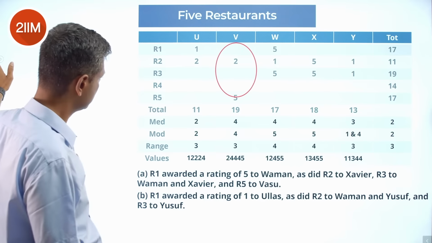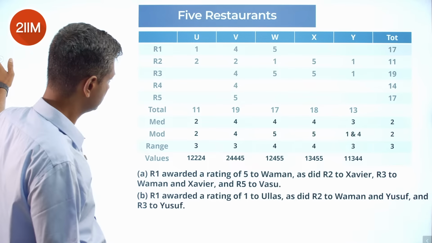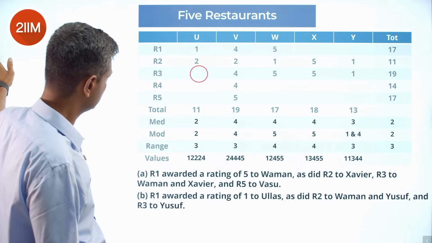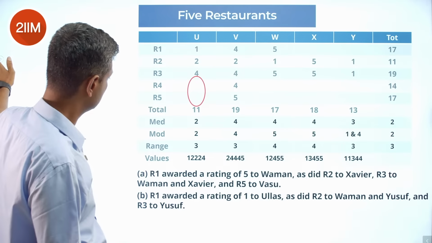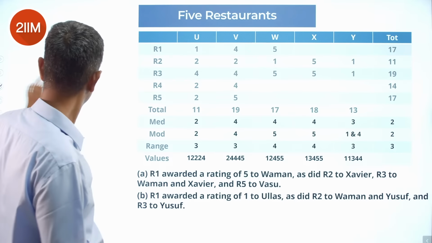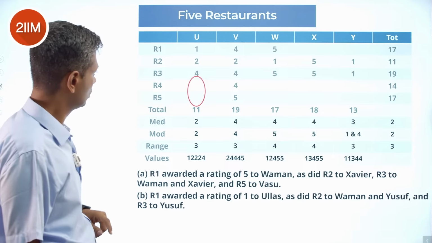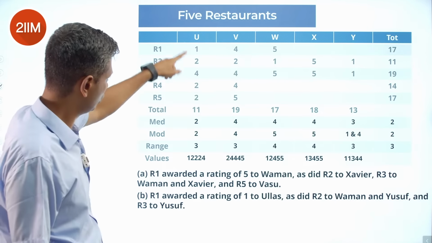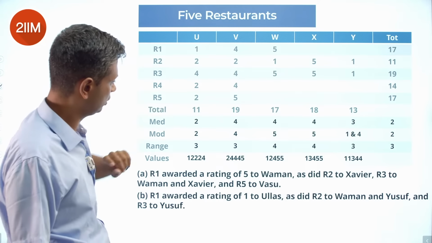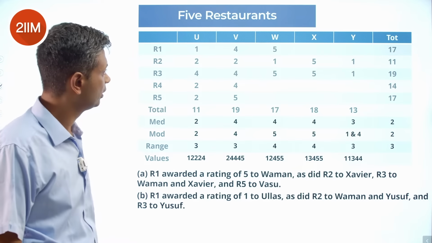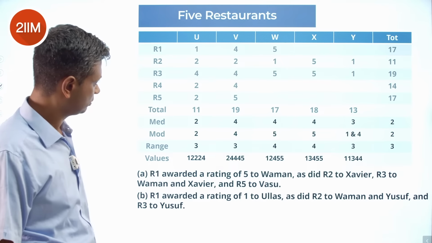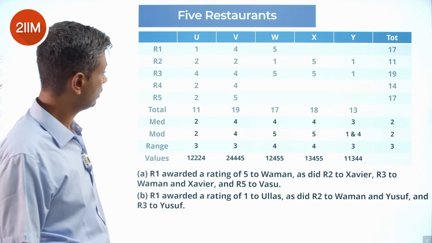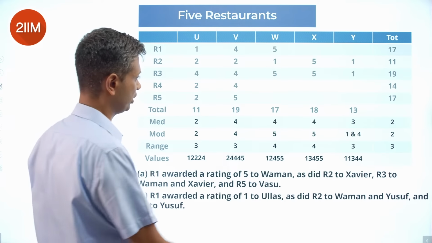Let's see. We fill this column 1, 2, 4, 2, 2. This entire thing is filled. 2, 4, 4, 5. 5, 1, 5 we've got. Lovely. So we need to have a 2, 1, 4 sitting here.